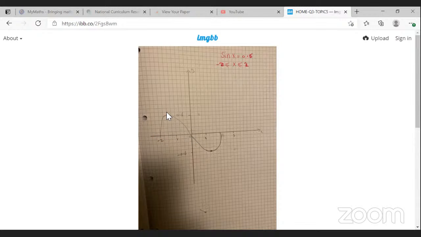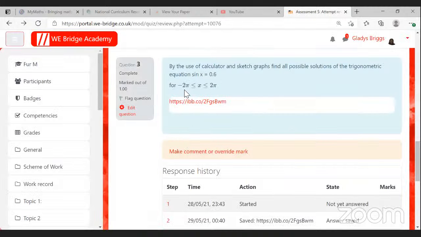Ooh, who gave you -2? The question says -2 pi. So -2 pi. So now have a look. This is the problem. -2 pi is equal to -360 degrees. And 2 pi is equal to 360 degrees. And I taught you guys this clearly.